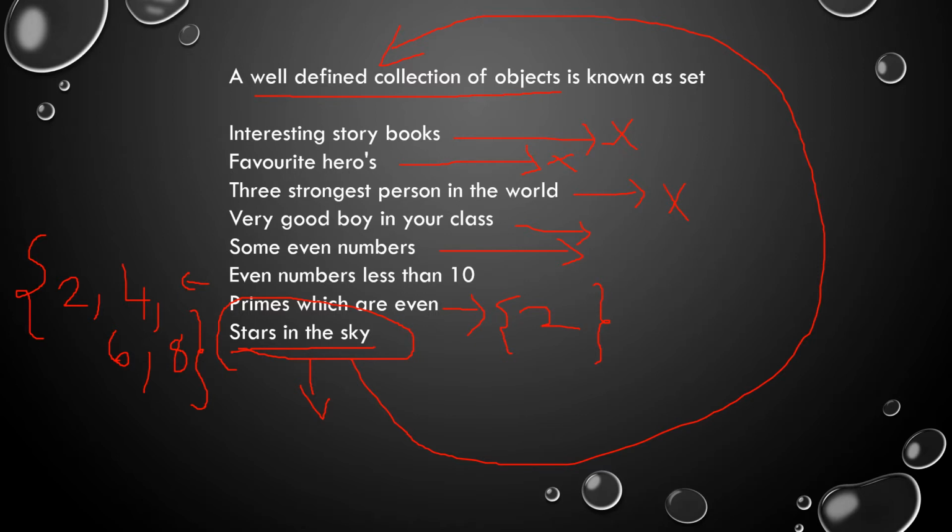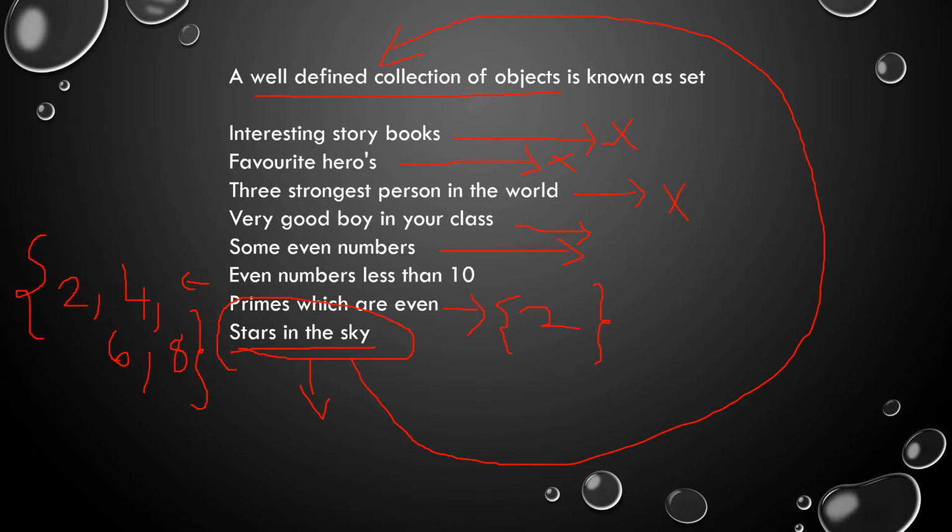I have taken a collection and I have defined it very clearly: what objects will be in that collection I can say, and what objects do not belong to that collection I can also mention. So in a collection, if I am able to distinguish the objects in it and which are not in it, then it is said to be a well defined collection.